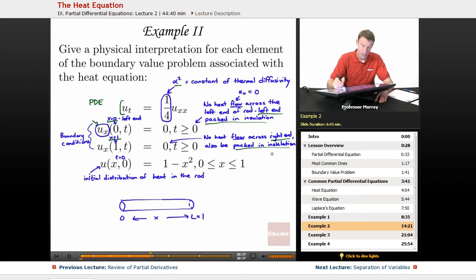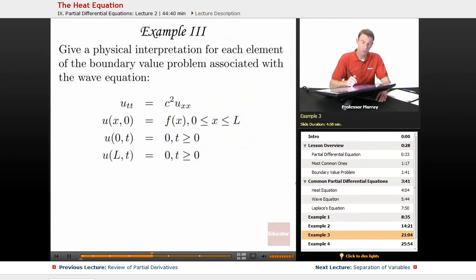So that's how we ended up concluding from these boundary conditions that the left end and the right end must be packed in insulation. And finally, we have this initial condition here, which says that u of x comma 0 is equal to some function of x. That's telling you the initial distribution of heat throughout the rod. So that would be something that the experimenter has to go and measure before presenting all of these conditions together as a package called a boundary value problem.